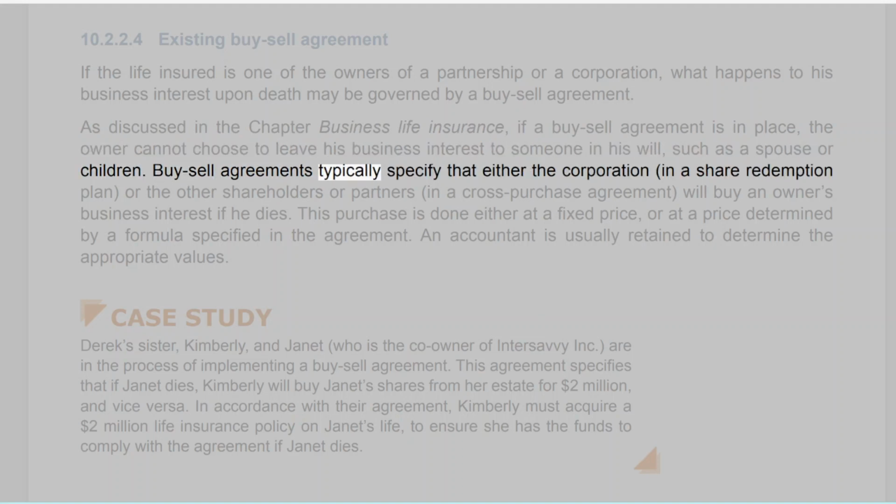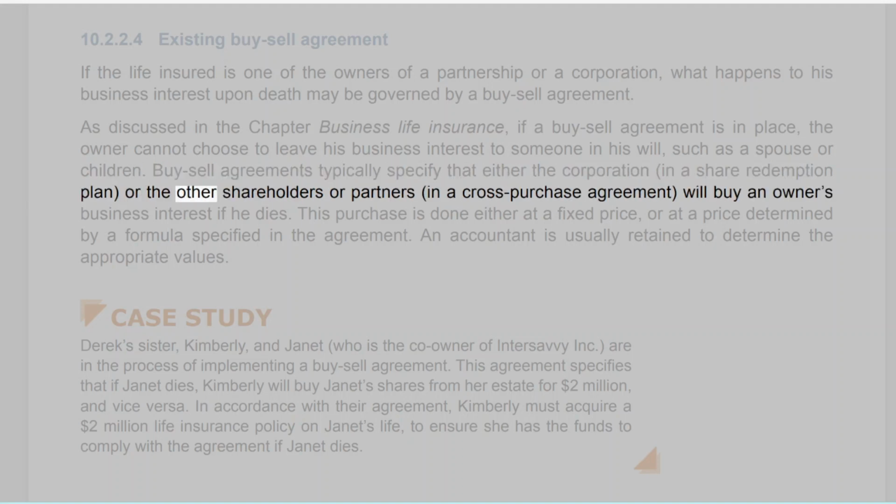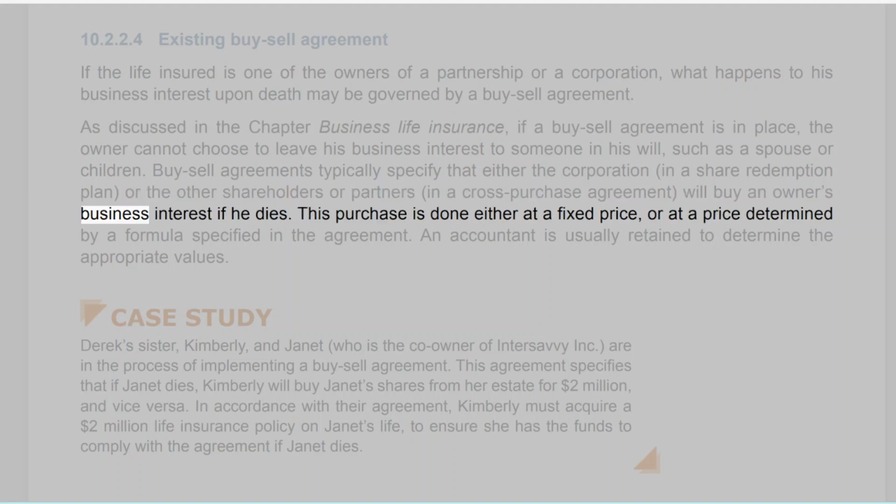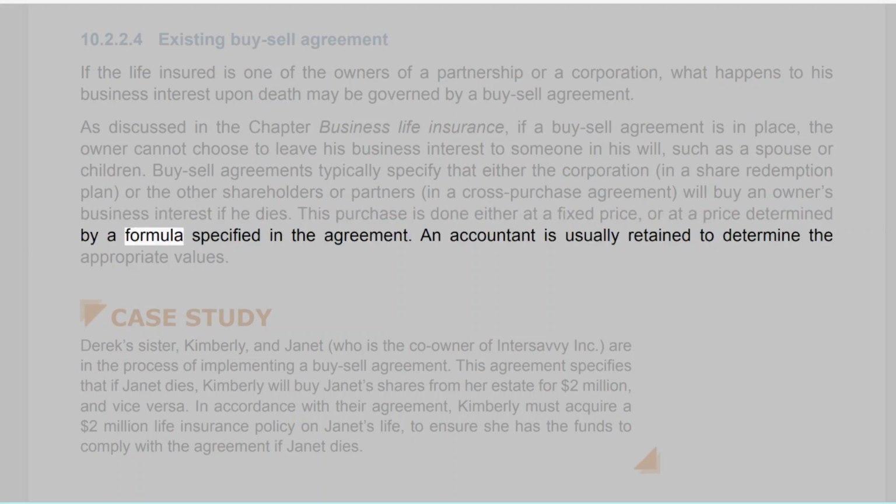Buy-sell agreements typically specify that either the corporation, in a share redemption plan, or the other shareholders or partners, in a cross-purchase agreement, will buy an owner's business interest if he dies. This purchase is done either at a fixed price, or at a price determined by a formula specified in the agreement. An accountant is usually retained to determine the appropriate values.